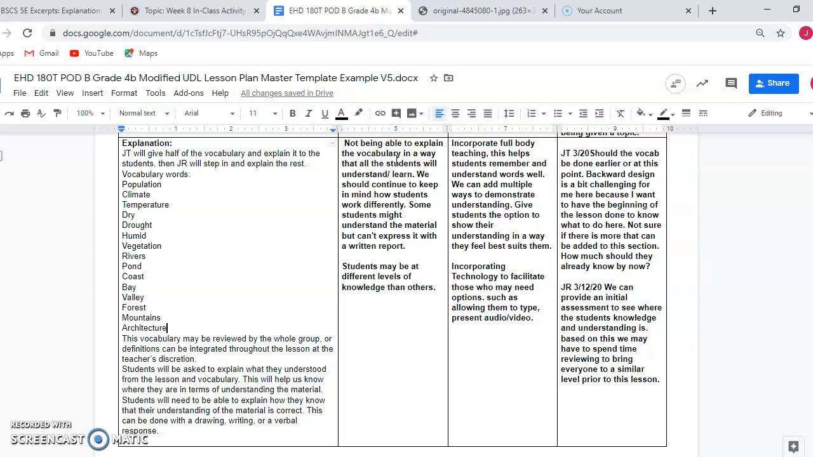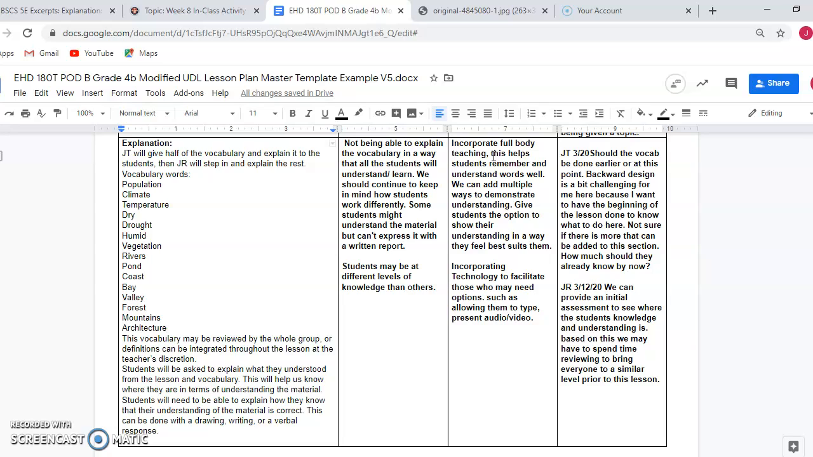Another barrier that I was thinking we'd have is, what if me and my co-teacher aren't doing that good of a job explaining the vocabulary? And of course that would be on us to make sure that our students understand. So for the solution we have to incorporate full body teaching.